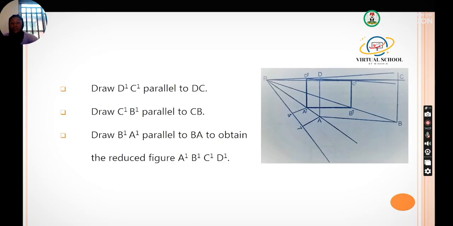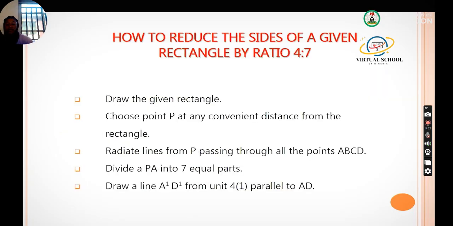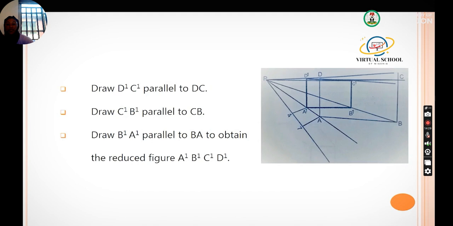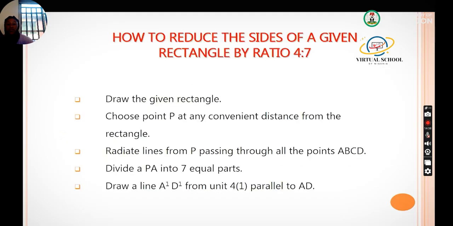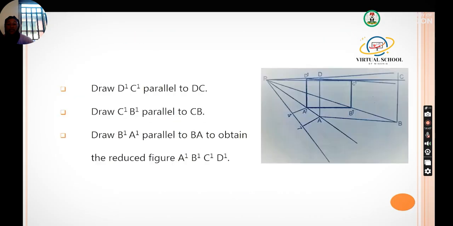The next thing says, choose point P at any convenient distance from the rectangle. Now, we picked our point P here at any convenient location. Then radiate a line from P passing through all the points A, B, C, D. From point P, you are going to radiate a line, that is, pass a line across all the points. So from point P, we have this line passing through here.